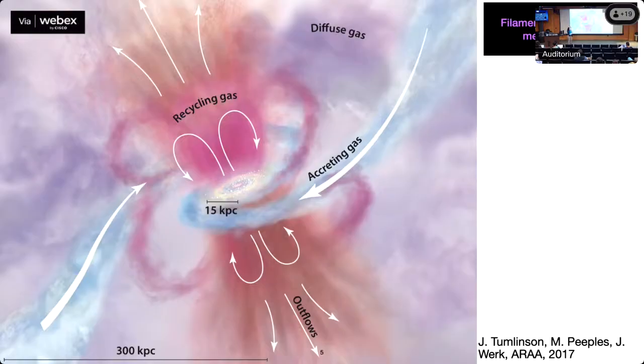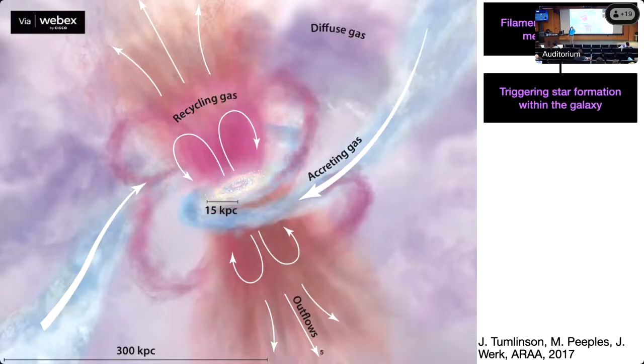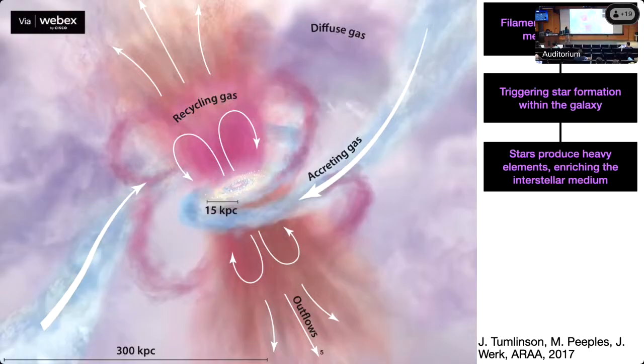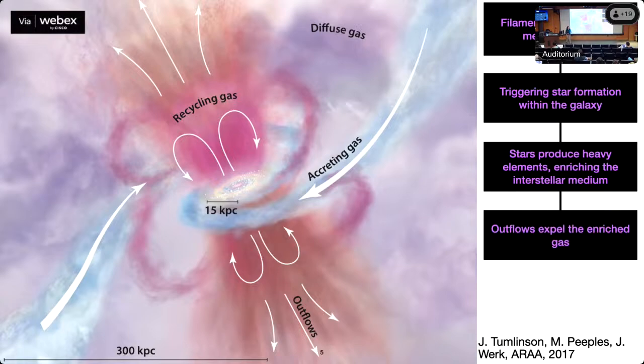And so what we have is filamentary accretion of metal poor gas from very far away from the galaxy onto the galaxy. This accretion of gas triggers star formation within the galaxy, which produces stars which themselves synthesize heavy elements and enrich the interstellar medium. And then outflows here expel the enriched gas away from the galaxy. However, this is really complex. You can see that some of this expelled gas actually gets recycled back onto the galaxy.